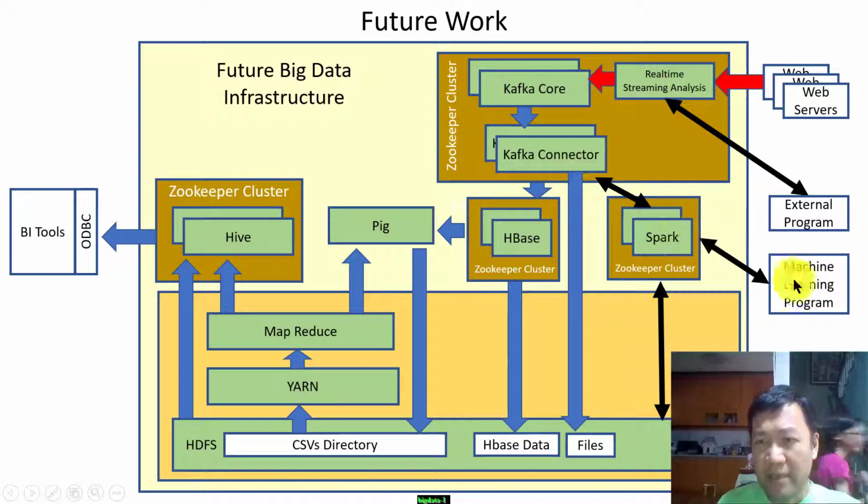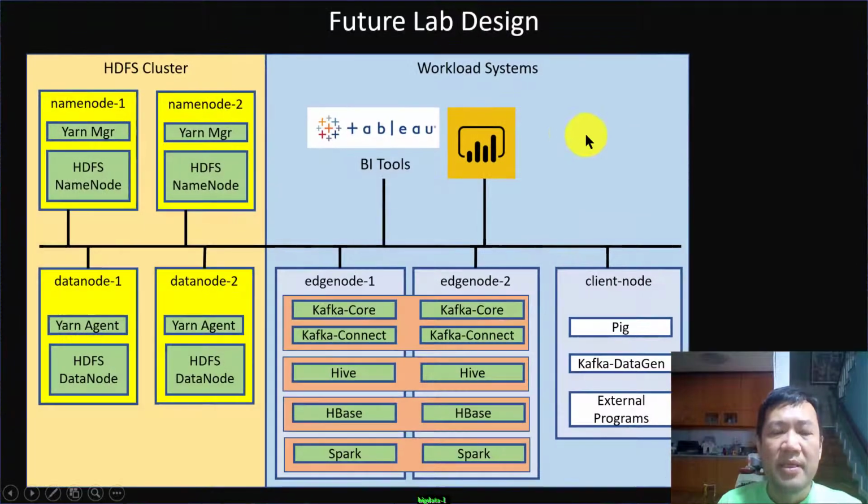Okay, so we should also explore machine learning. Through Spark, we can export the data out for machine learning programs out there. And another interesting thing, real-time analysis by Kafka real-time streaming analysis, is a new component we can explore as well. And the new lab should look like this. The new lab should have redundant name nodes, multiple data nodes in case we need to scale, and clustering of the various components as we discussed earlier, right? So when we need to scale, we just need to scale the name node and the data node.